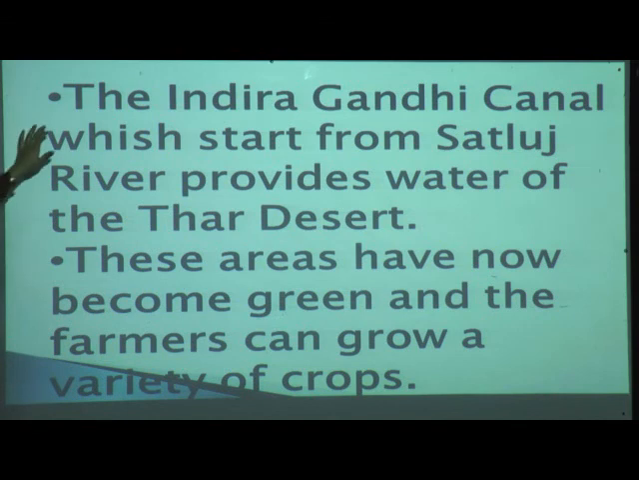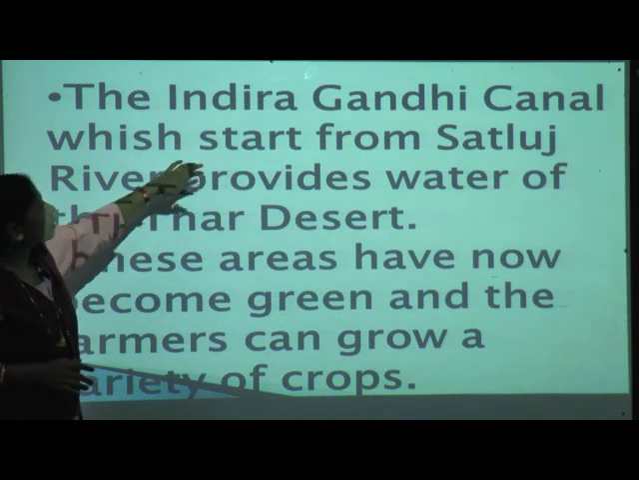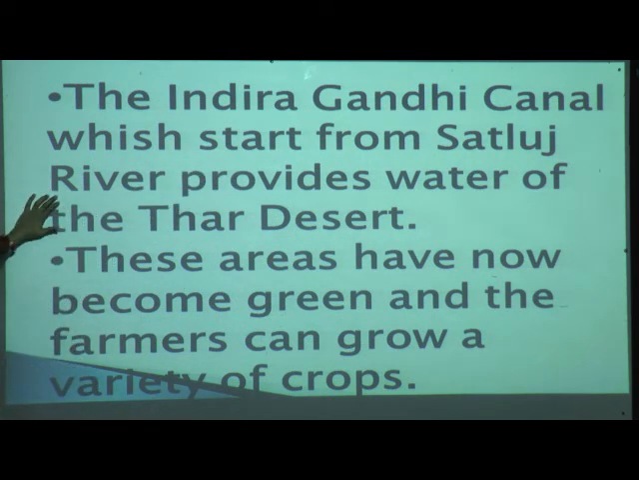The Indira Gandhi Canal starts from the Satluj river and provides water. Where does this canal provide water? To the Thar desert. These areas have now become green because of the Indira Gandhi Canal water. This water makes the place very fertile, and nowadays crops are growing. Now due to water, these places have become green.